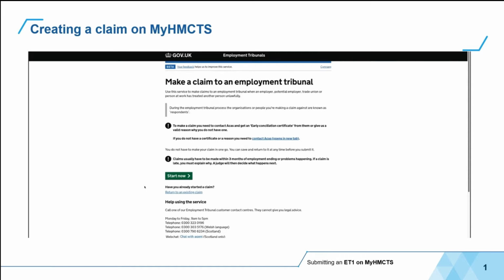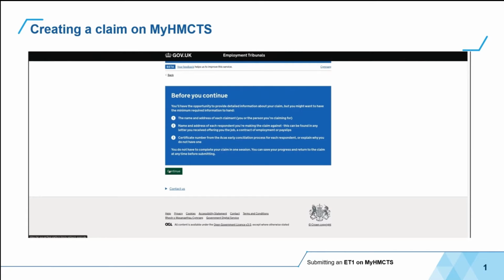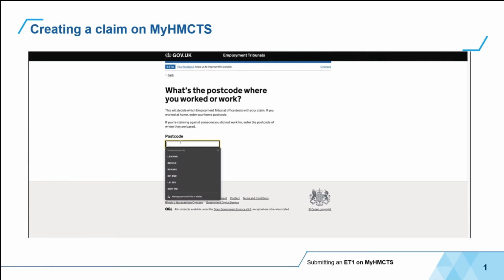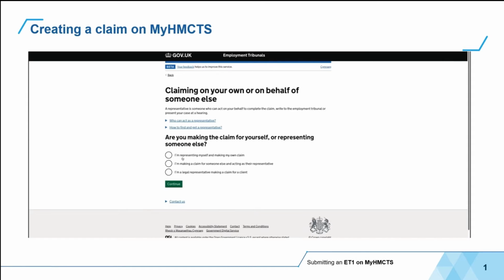Once you're on the landing page to make a claim to an employment tribunal, you click on Start Now. Here there are 3 items that you need to ensure you have to hand in order to continue. You'll put in the postcode of where the claimant worked or works, and then you select I'm a legal representative making a claim for a client.